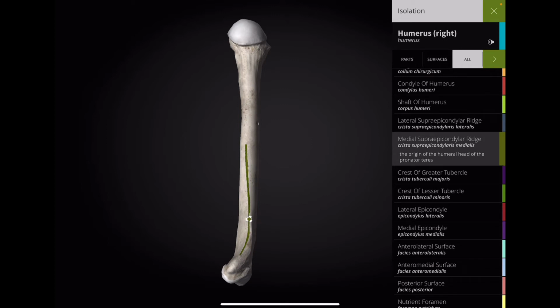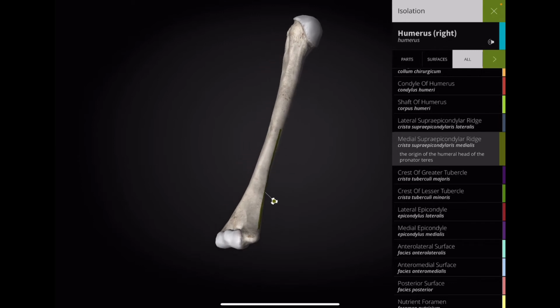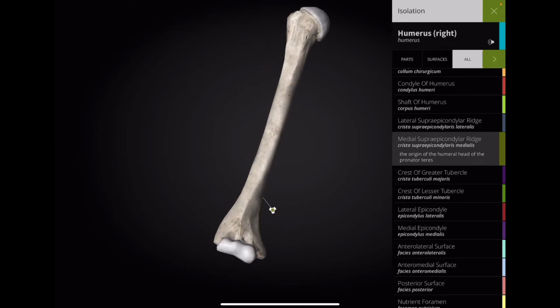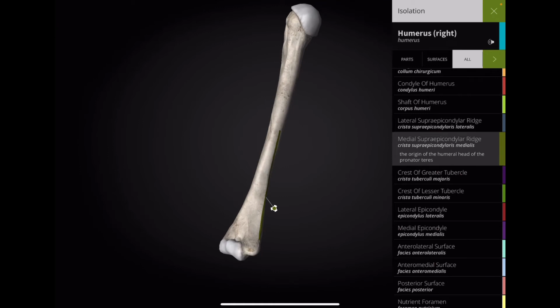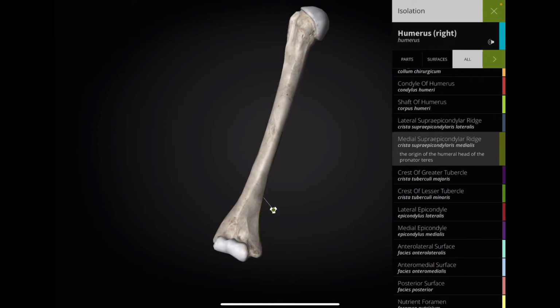So these ridges are used for muscle attachments, sort of muscle origins, for certain muscles that run basically from the lower end of the arm into the forearm. Okay, so that's their main use for both the lateral supraepicondylar ridge and medial supraepicondylar ridge.